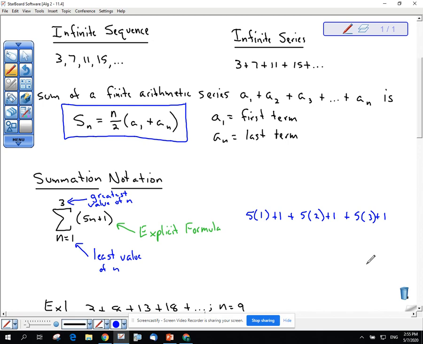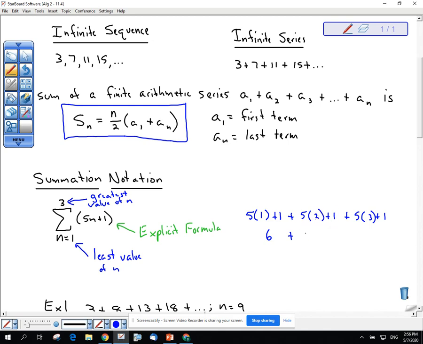It's saying do this for all of the integers in between and including these two numbers, the least and the greatest number. So I did 1, I did 3, and then every number in between, which was just, in this case, 2. Okay, well, 5 times 1 plus 1 would be 6.